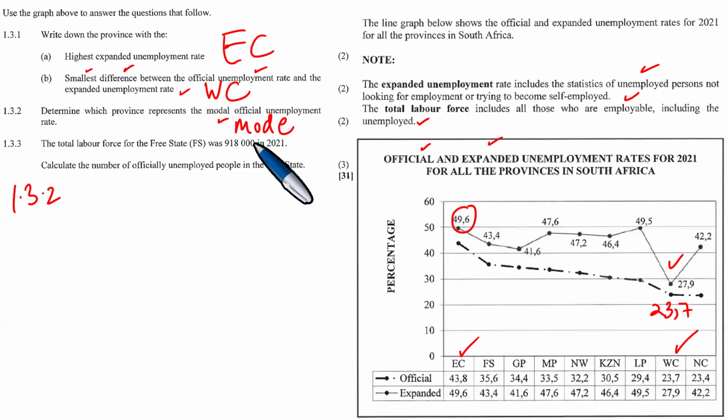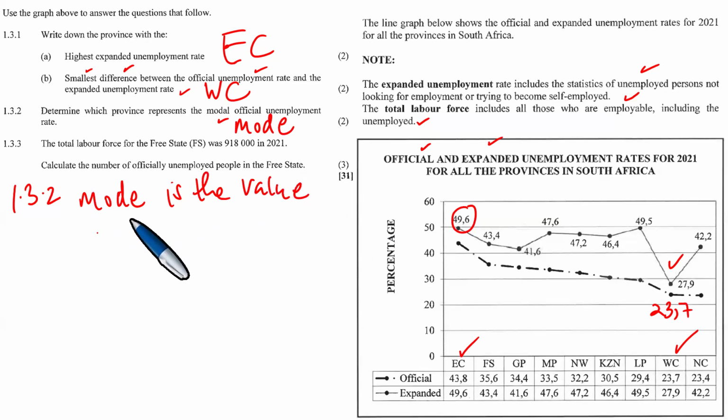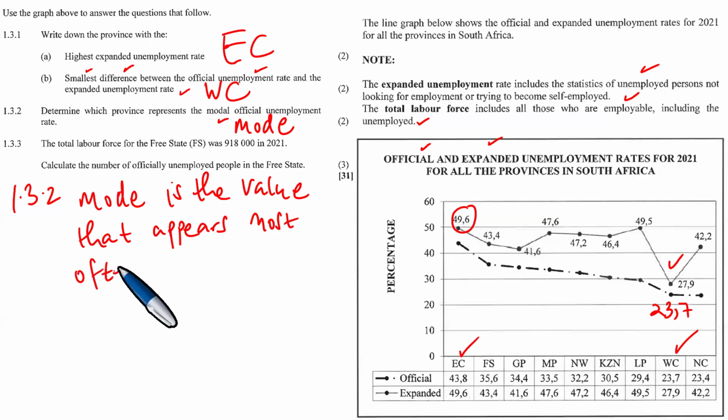The middle number? You need to remember that the mode in stats is the value that appears most often. So in other words, mode is the value that appears most often.